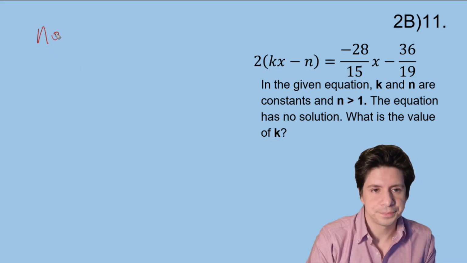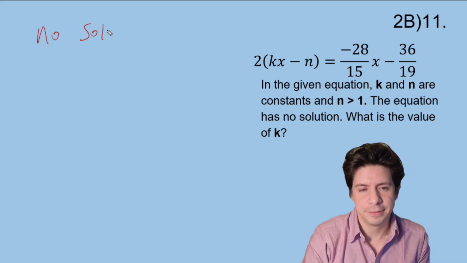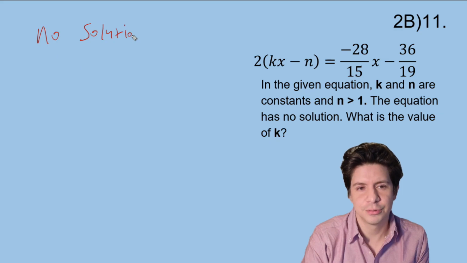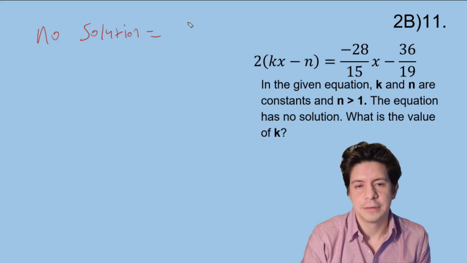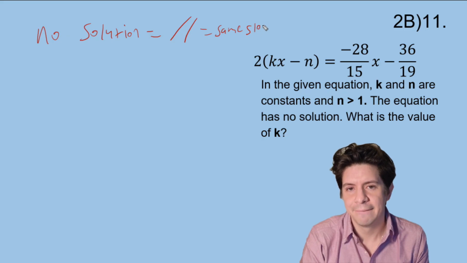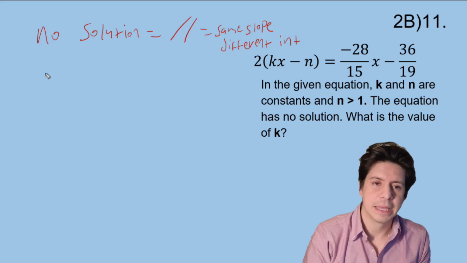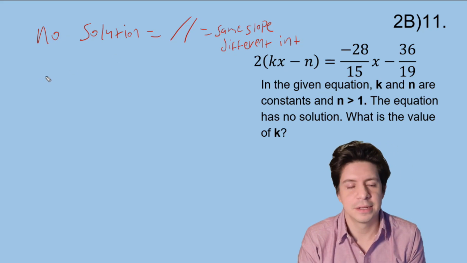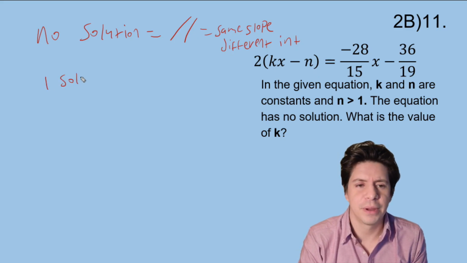No solution, that means they're parallel, if you were to graph the two sides, right? So no solution equals parallel, which means same slope, different intercept. Then we have one solution, right? Because they're straight lines, one solution is just the classic, they have different slopes.